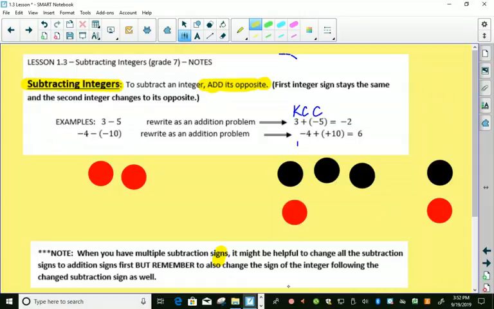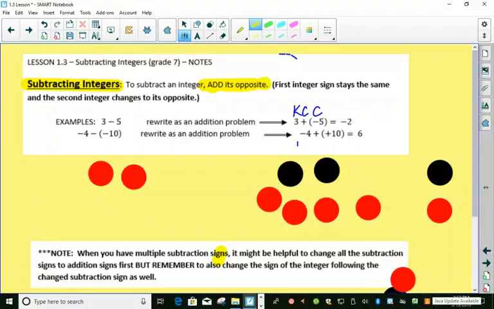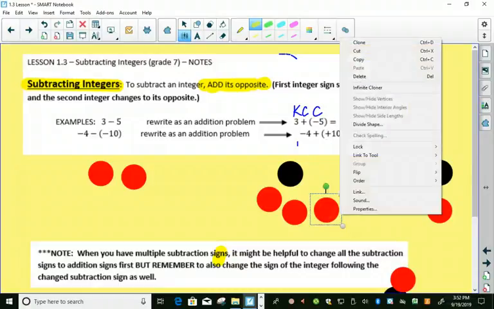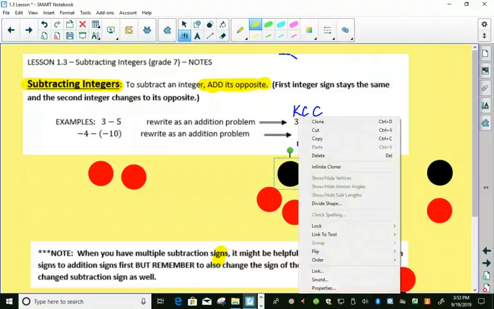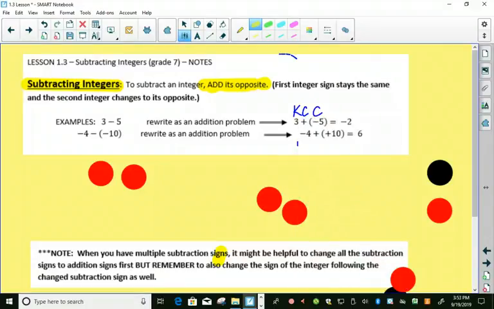Now it says I'm going to add negative 5. So I'm going to bring out 5 reds. 1, 2, 3, 4, and 5. And so now I look at my pile to find the value. I know that a red and a black equals 0, so I can get rid of a 0. I have another red and a black. And then I have 1 more red and black that I can get rid of as a 0 pair. So I'm left with negative 2, which was the same as 3 minus 5.